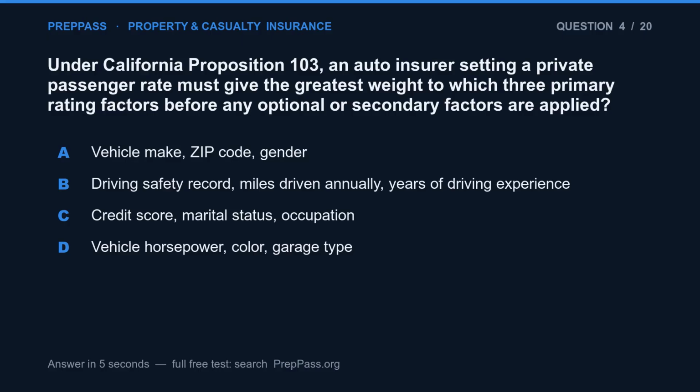Question 4. Under California Proposition 103, an auto insurer setting a private passenger rate must give the greatest weight to which 3 primary rating factors before any optional or secondary factors are applied? A. Vehicle make, zip code, gender. B. Driving safety record, miles driven annually, years of driving experience. C. Credit score, marital status, occupation. D. Vehicle horsepower, color, garage type.